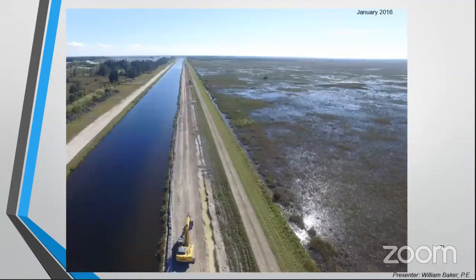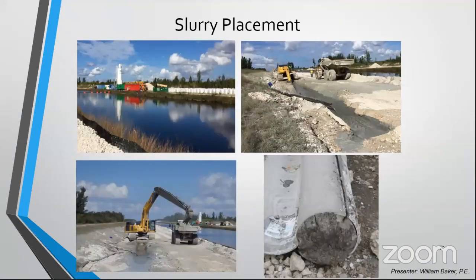Okay, since this is a cement bentonite wall, on the bottom right, you see our cores. We took a core of each section and you get a solid wall all the way down to 35 feet. Next slide, please.